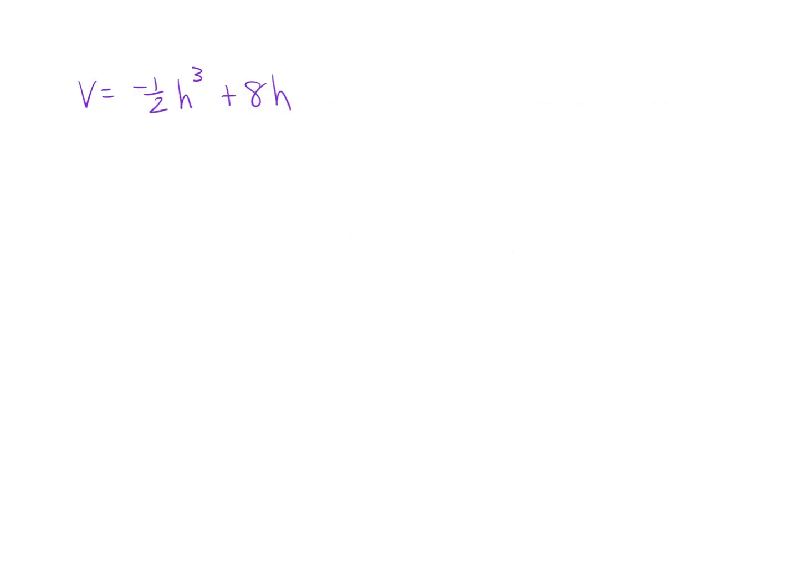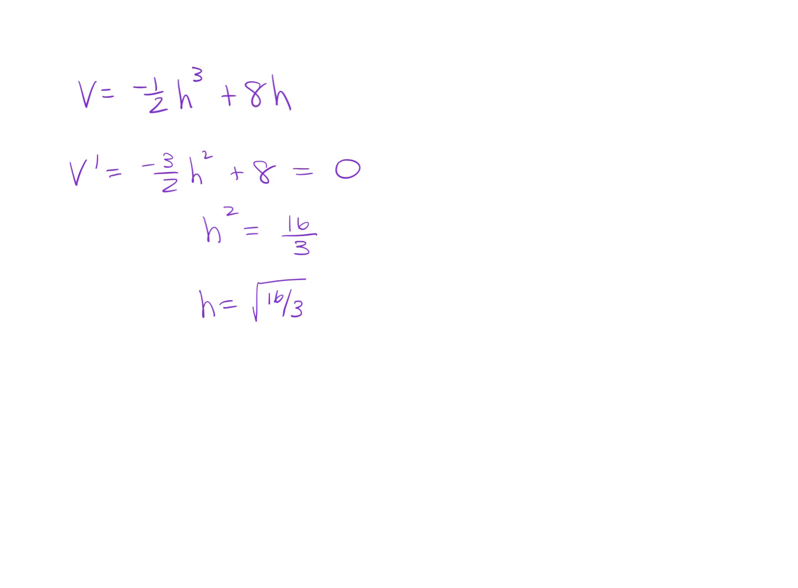So to maximize, we take the derivative and set it equal to 0. So V prime is going to be negative 3/2 h squared plus 8. We set that equal to 0, and we get h squared is equal to 16/3, which means h is the square root of 16/3. Technically it's plus or minus, but I'm ignoring the minus because h can't be negative. It's not part of the domain.